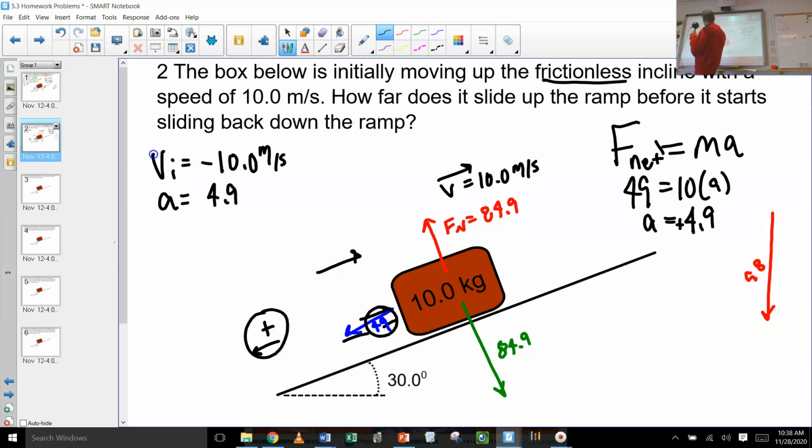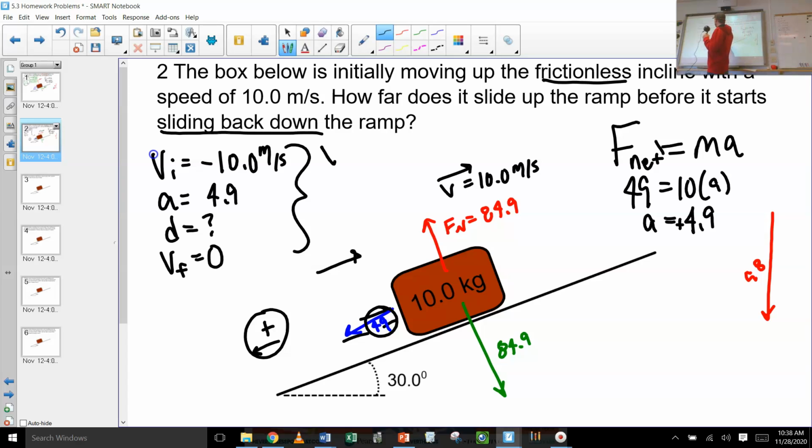I'm looking for the displacement before it starts sliding back down. When it starts sliding back down, it stops. So I'm looking for where it stops, because it goes up the hill, stops, and then comes back down the hill. So I'm going to plug these pieces into the equation VF equals VI plus AT. Final velocity is 0. Initial velocity is negative 10. Acceleration 4.9. And then time. So you do 10 divided by 4.9, so it's roughly 2.